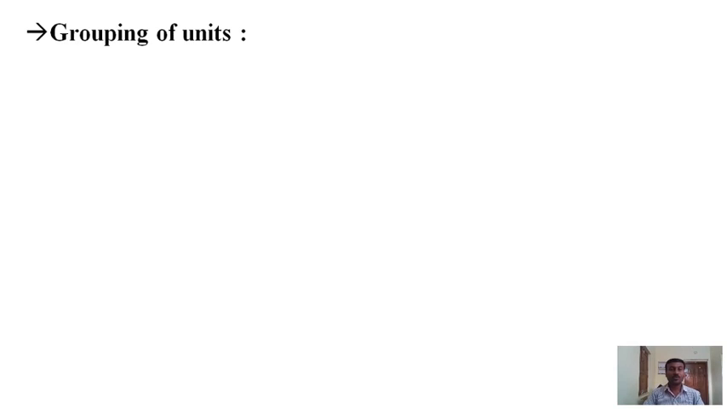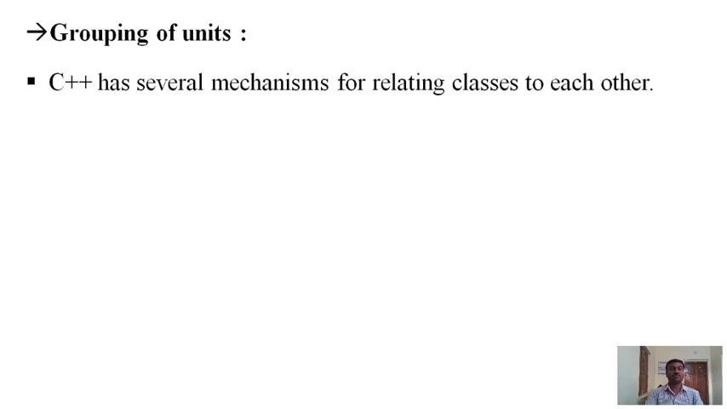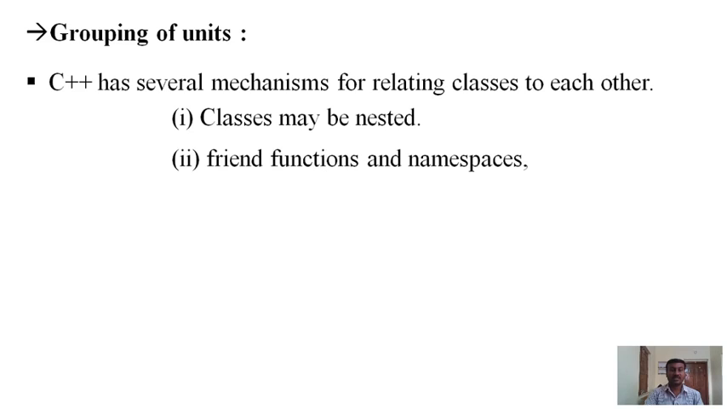Then how do we group units in C++? Grouping means, indirectly, encapsulating the modules. C++ has several mechanisms for relating classes to each other. The first mechanism is that classes may be nested, and the second is by using friend functions and namespaces. With the help of these concepts, C++ can group the units. So this is the concept of grouping of units.